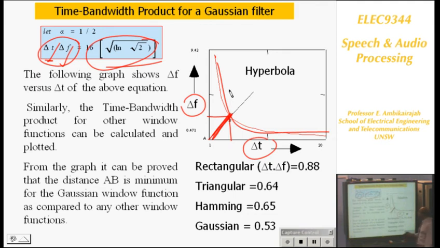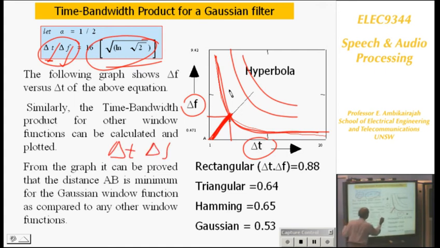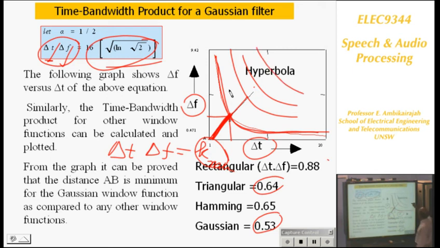So you will find if you take another window, it could be here. The next window could be here. And you can find this distance is very minimum only for the Gaussian window. So the Gaussian window is the only one. So what we are trying to do is we want to have delta t times delta f equal to a constant, but it's a minimum constant. This value is minimum only for Gaussian. If you look at it, 0.53, this distance. If you work out for Hamming window, it will be here. If you work out for triangular window, it will be there. If you work out for rectangular window, it's far away.